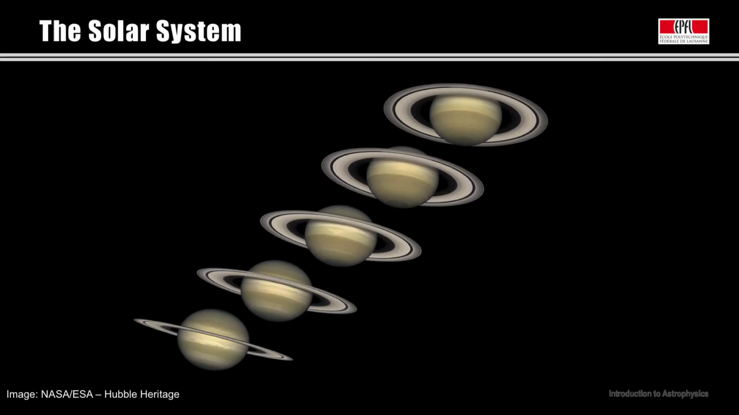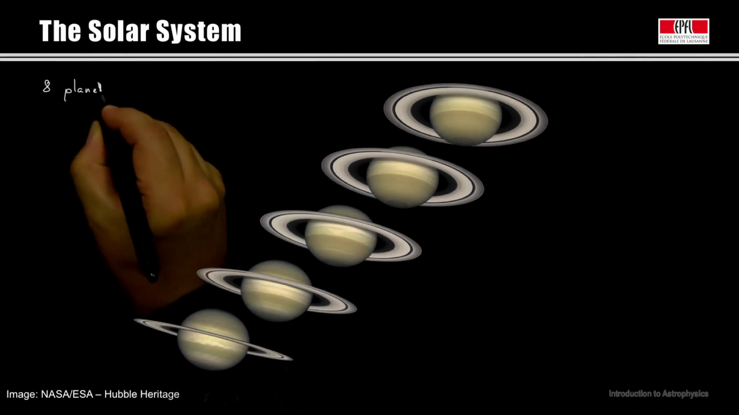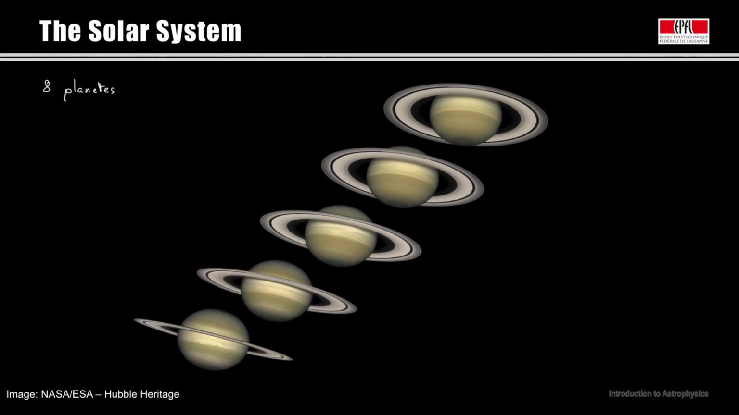Now let's define some units of mass. For example, in the solar system, you have here the planet Saturn, observed at different times. In our solar system, we have 8 planets. We can express their masses either in Earth masses, for telluric planets, that is with a solid crust, or in Jupiter masses, for gaseous planets.